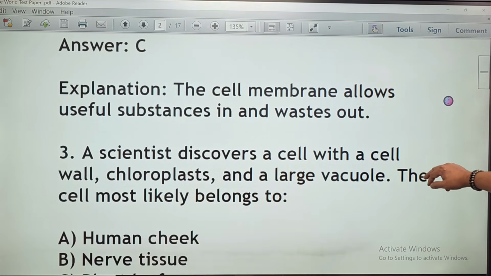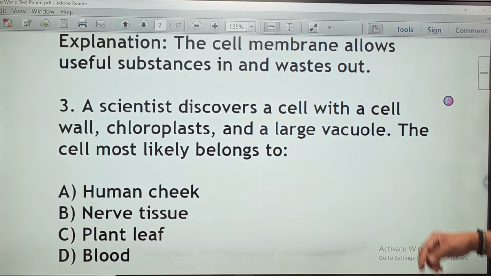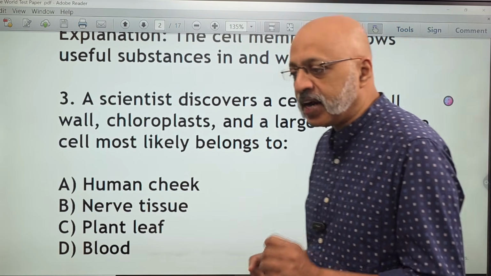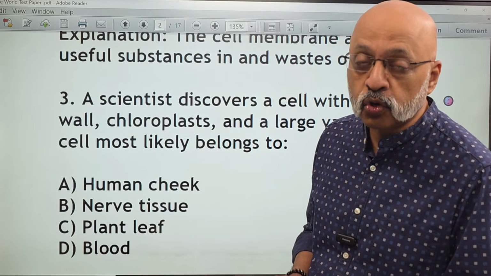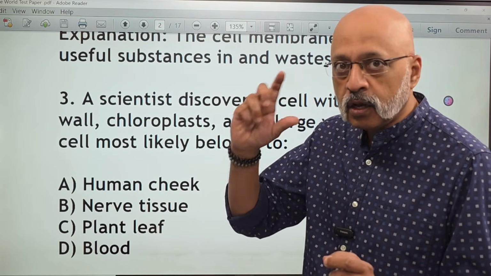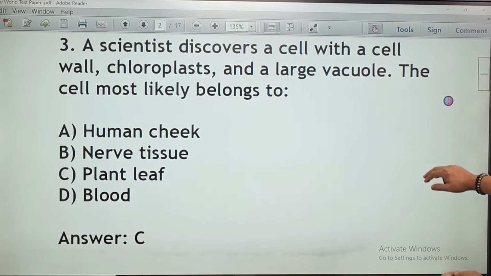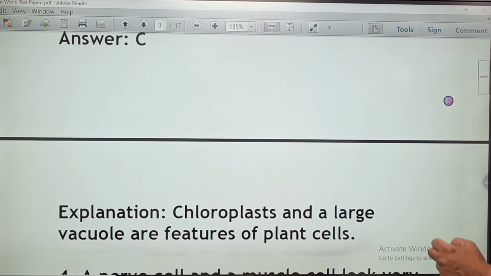A scientist discovers a cell with a cell wall, chloroplast, and a large vacuole. The cell most likely belongs to the human cheek, nerve tissue, plant leaf, or is it blood? See, competency test paper will always try to give a lot of case-based, example-based kind of questions. So you need to be prepared to think logically and apply that understanding. So the correct answer for this is plant leaf. Chloroplast and a large vacuole are features of plant cells.